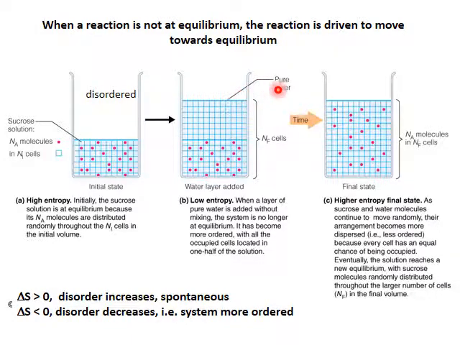So now we just put in water at the top, and you can see that now the system has become more ordered by virtue of just adding more water to the top, because now all of your sucrose molecules are confined to the lower half of the beaker. They're not randomly distributed throughout the entire volume. This is a more ordered system. The entropy has gone down.